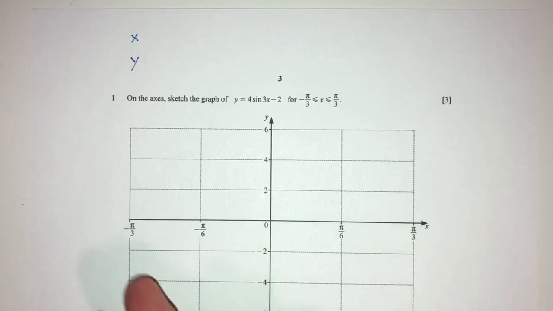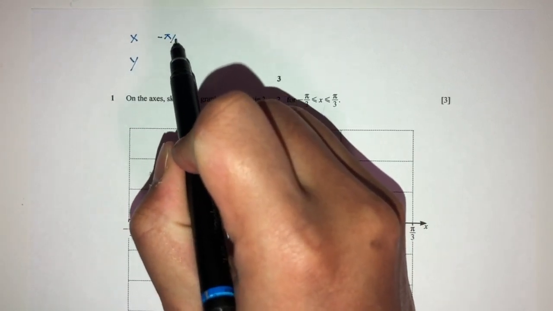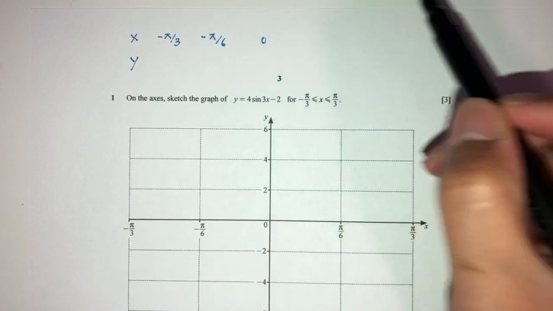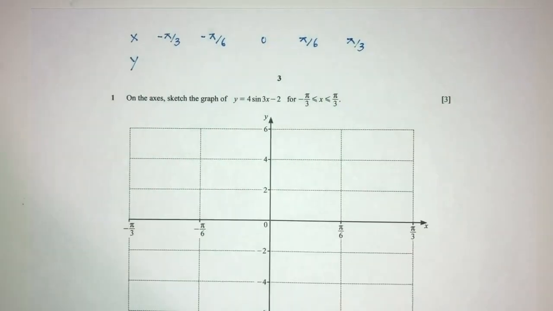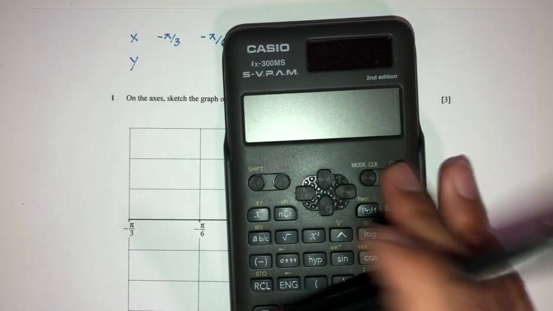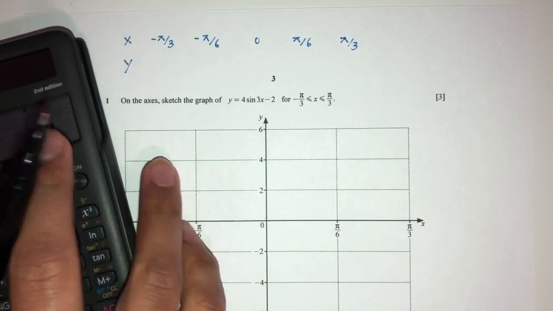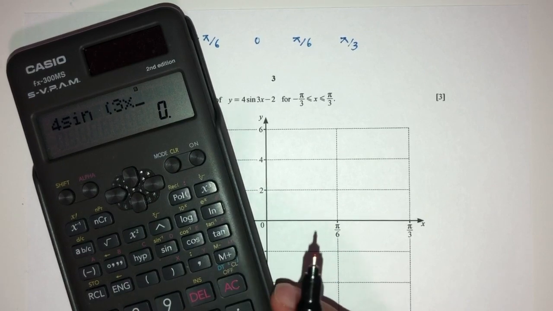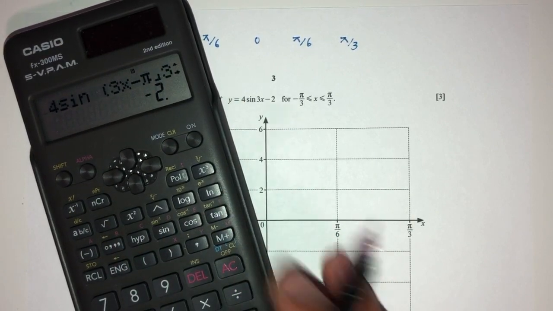Now again, we have the graph's x values given to you on the axis. So let's use them. Why not? You plug those in your table and then find the corresponding values on the graph. Let's see what happens. Obviously here we have to be using radians. So when x is equal to minus pi over 3, we have 4 sine of 3 times minus pi over 3, minus 2.